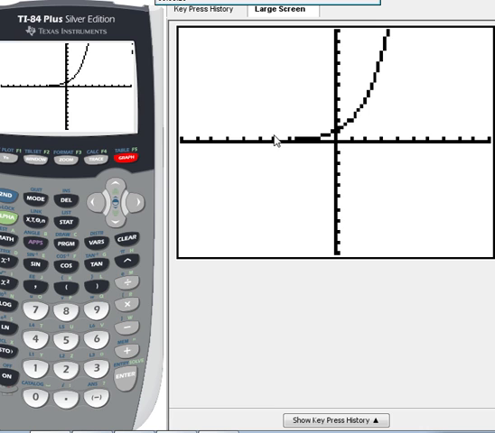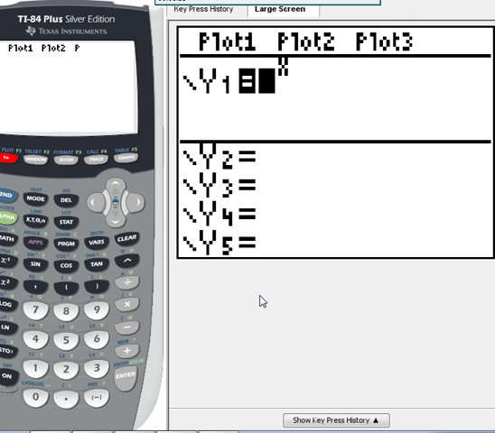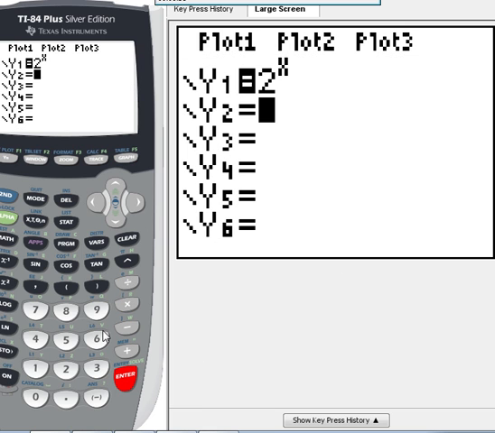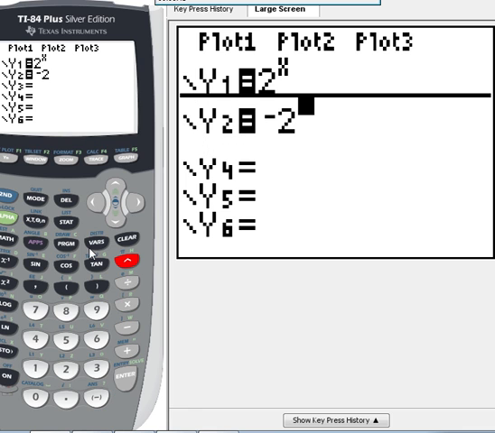Remember, the domain is all real numbers going from left to right. It's negative infinity to positive infinity. The range is all real numbers that are greater than 0. Not greater than or equal to, because remember, this line technically never touches the x-axis. It never crosses and never touches. Alright, so now, what happens when I do negative 2 to the x?